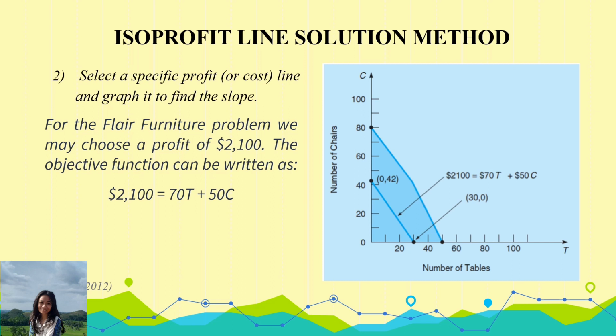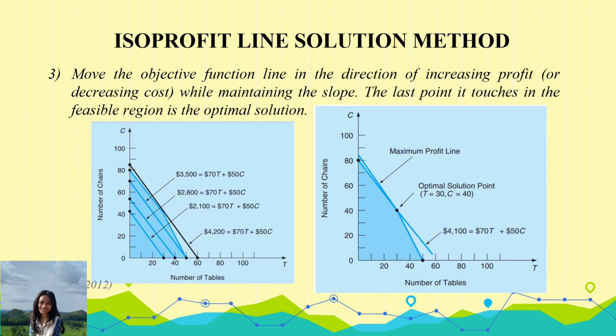For the Flair Furniture problem, we may choose a profit of $2,100, where the objective function is $2,100 equals 70T plus 50C. To plot the profit line, we will do the same thing we did when plotting a constraint line. To find C, we will let T equal 0, and to find T, we will let C equal 0. So any combination of tables and chairs on the isoprofit line produces a total profit of $2,100. Clearly, the isoprofit line for $2,100 does not produce the highest possible profit.